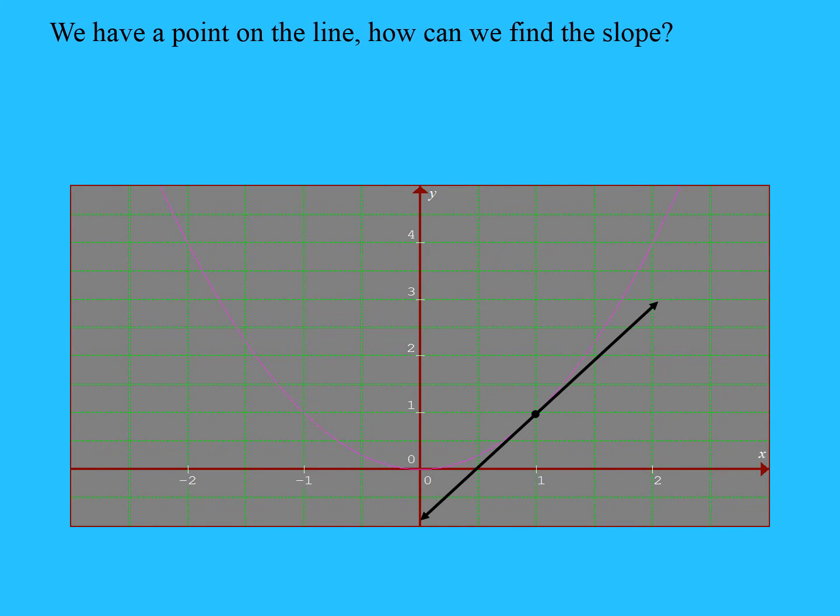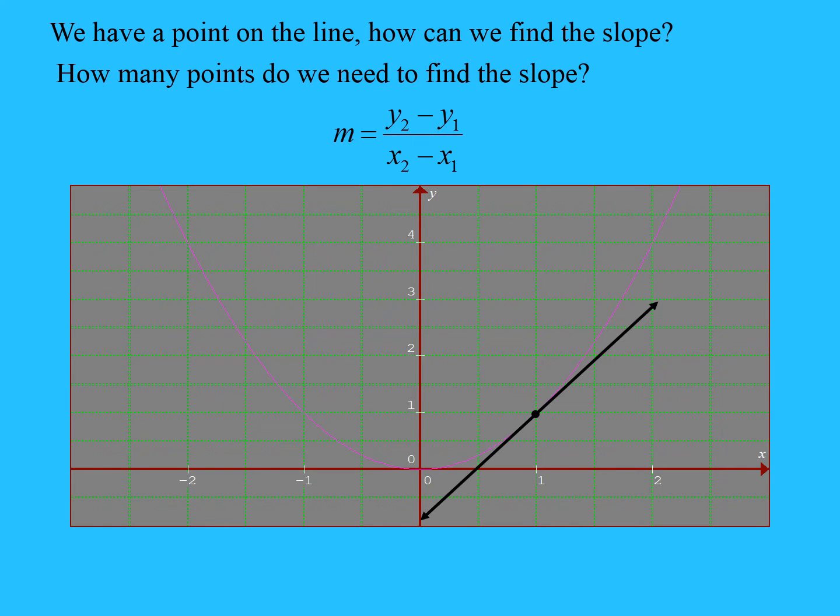How many points typically do we need to find the slope of a line? In previous math classes, we've learned that we need 2 points on a line to find the slope of the line. So if we have 2 points on a line, we can just use our slope formula, y sub 2 minus y sub 1 all over x sub 2 minus x sub 1, and then we can find the slope of that line.